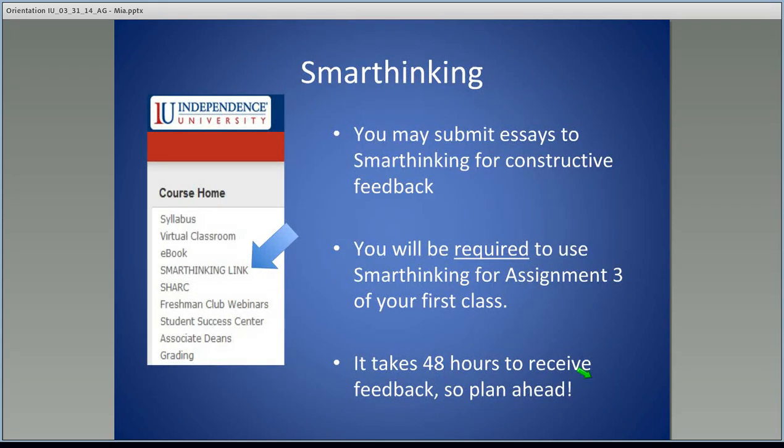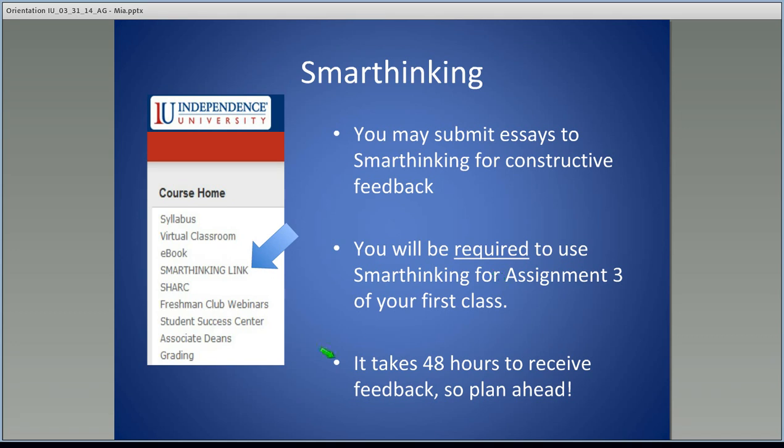Another great resource we have is called Smart Thinking. Smart Thinking is a resource that we pay for and provide as a school that can help you with your writing and making sure that your papers meet the proper formatting. Now you can submit any essays you want to Smart Thinking for constructive feedback, and they'll help make your paper better. In fact, we want to make sure that you know how to use this valuable resource, so you will be required to use it for an assignment during week 3 of your first class.